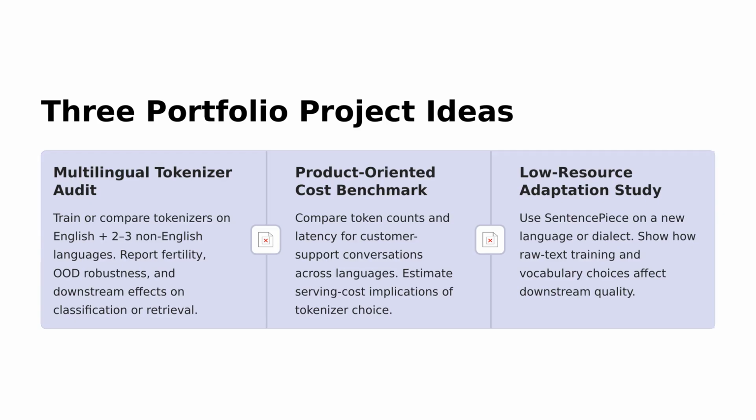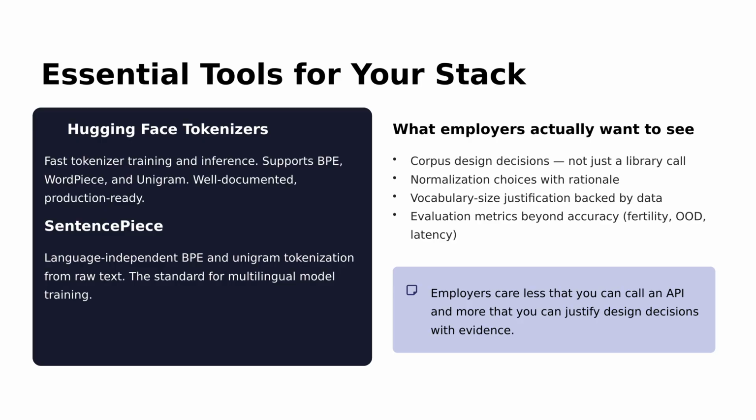Here are 3 strong portfolio project ideas. First, a multilingual tokenizer audit. Train or compare tokenizers across English and a few other languages, then measure fertility, out-of-domain robustness, and impact on tasks like classification or retrieval. Second, a product-oriented cost benchmark, looking at token counts and latency in multilingual support chats. Third, a low-resource adaptation study, using SentencePiece to test how raw text and vocabulary design affect quality in a new language or dialect. 2 core tools to know are Hugging Face tokenizers and SentencePiece.